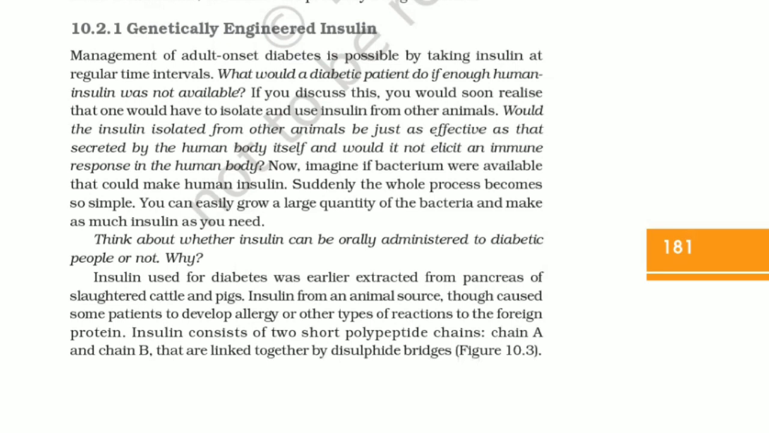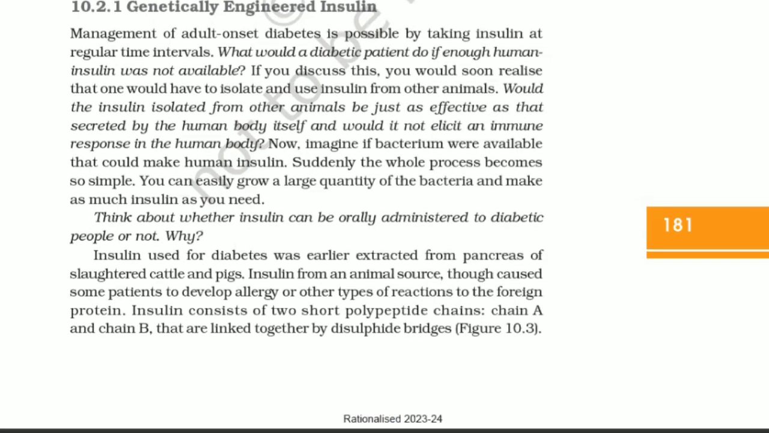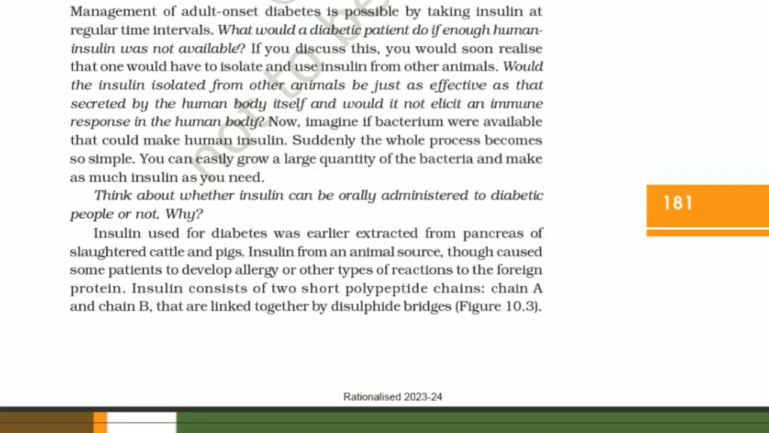10.2.1 Genetically Engineered Insulin. Management of adult onset diabetes is possible by taking insulin at regular time intervals. What would a diabetic patient do if enough human insulin was not available? If you discuss this, you would soon realize that one would have to isolate and use insulin from other animals. Would the insulin isolated from other animals be just as effective as that secreted by the human body itself? And would it not elicit an immune response in the human body?